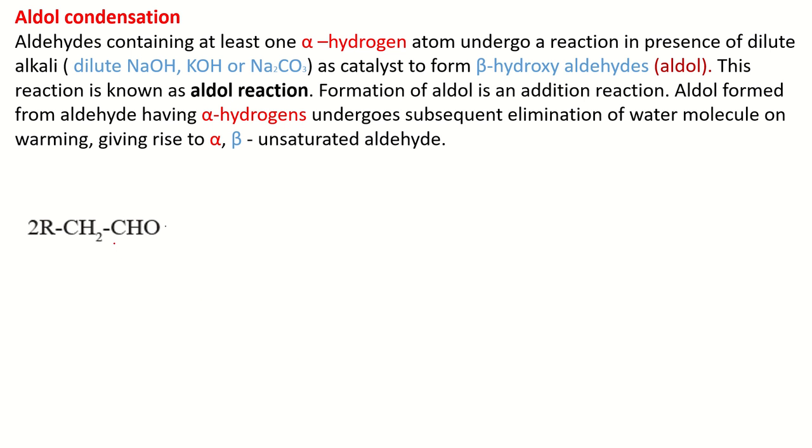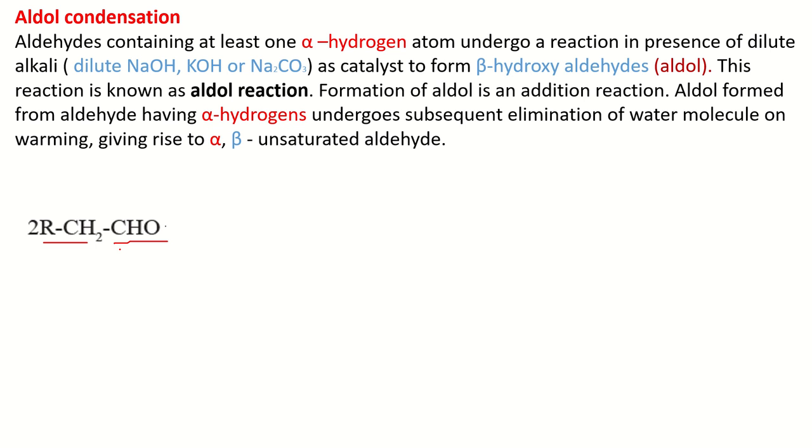Here this part is called aldehyde. The aldehyde has two alkyl groups. One is this methylene part and this one is a methyl group. The common name of this compound is propanal. According to IUPAC, it is propanal.